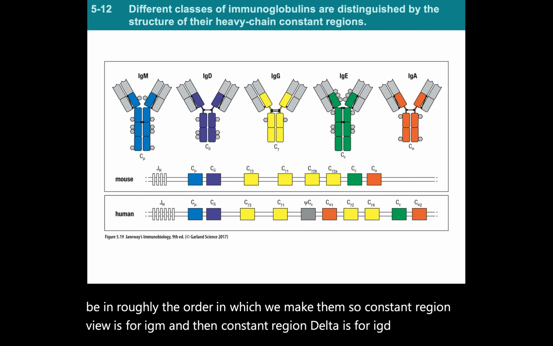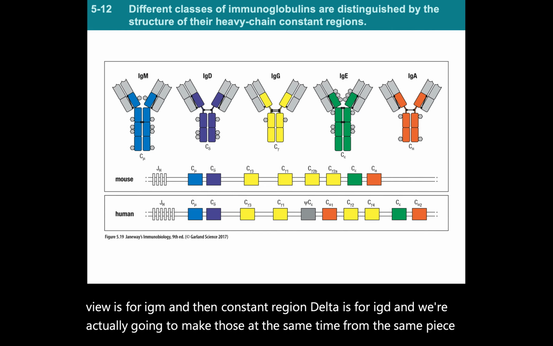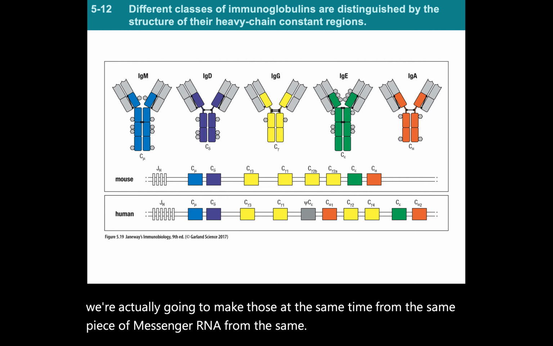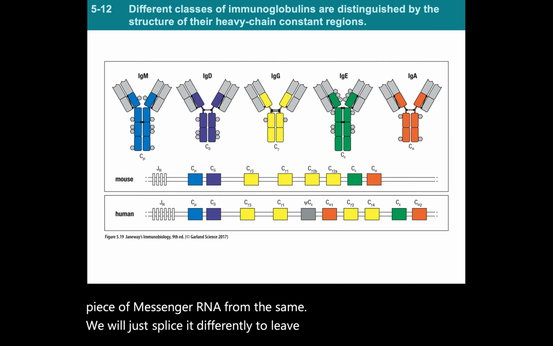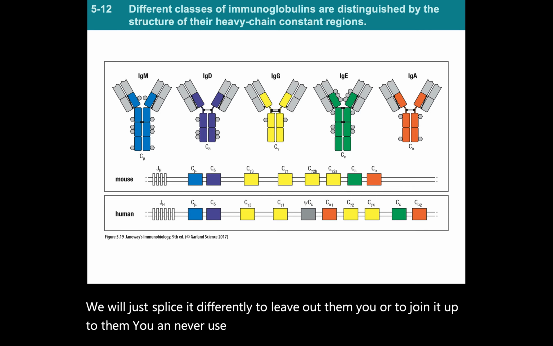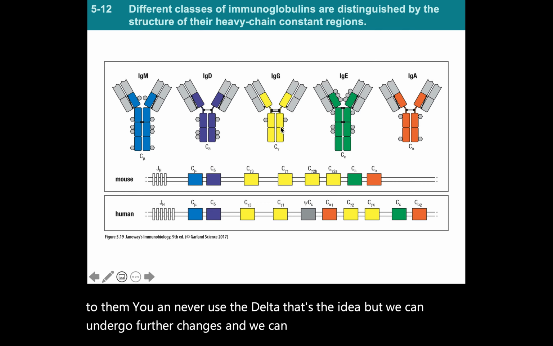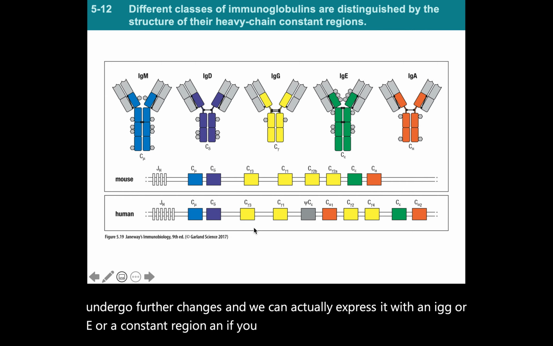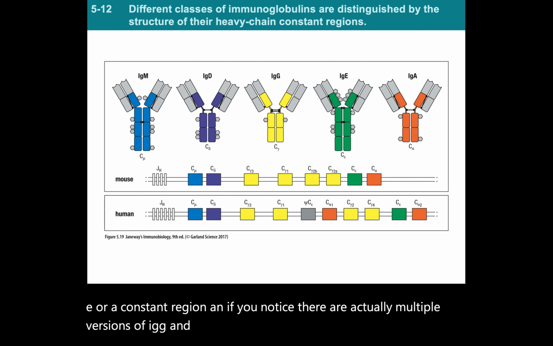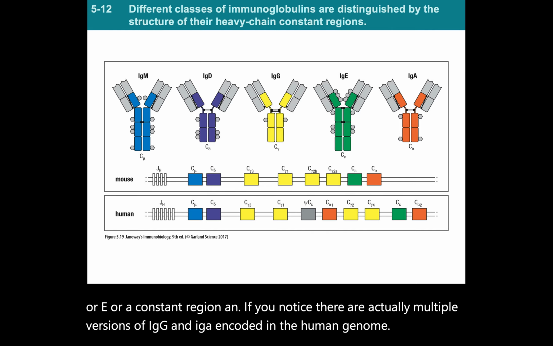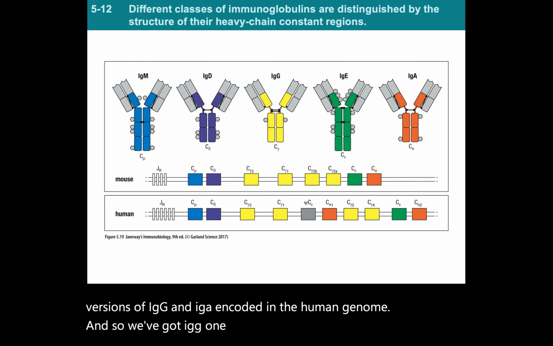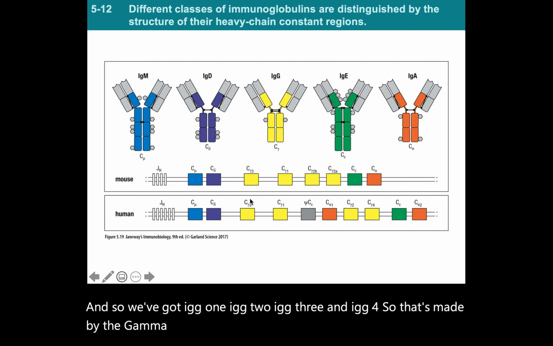And we're actually going to make those at the same time from the same piece of messenger RNA, from the same transcript. We will just splice it differently to leave out the mu or to join it up to the mu and never use the delta. That's the idea. But we can undergo further changes, and we can actually express it with an IgG or E or A constant region. And if you notice, there are actually multiple versions of IgG and IgA encoded in the human genome. So we've got IgG1, IgG2, IgG3, and IgG4. So that's made by the gamma 1, 2, 3, and 4.